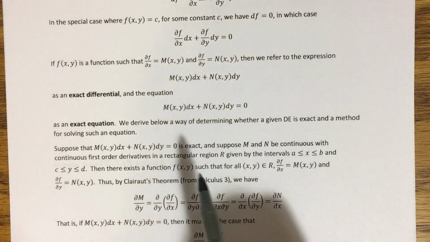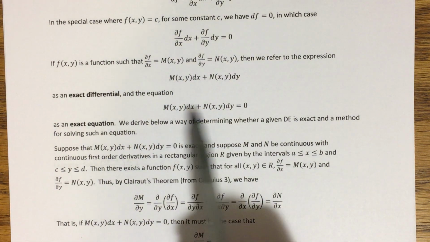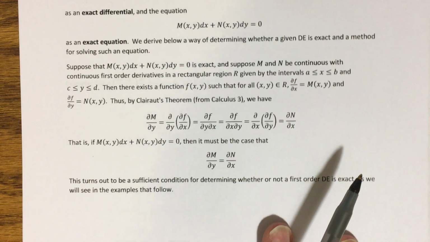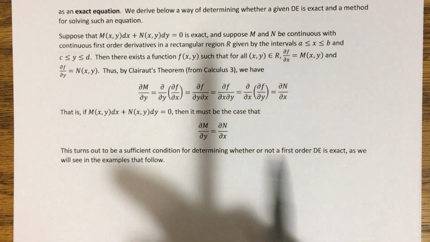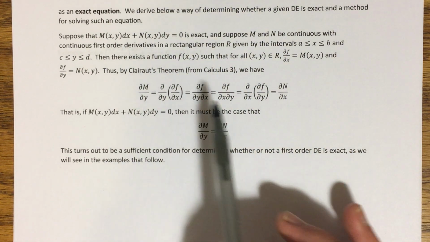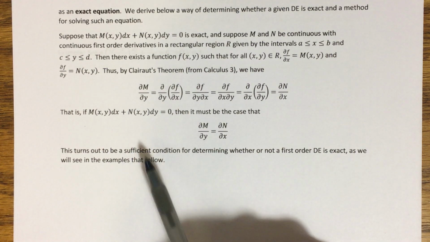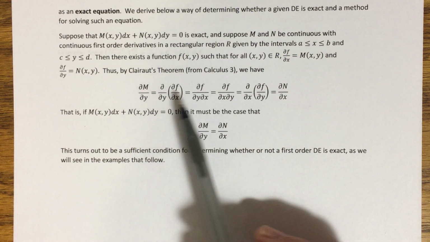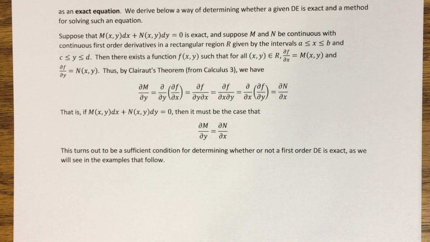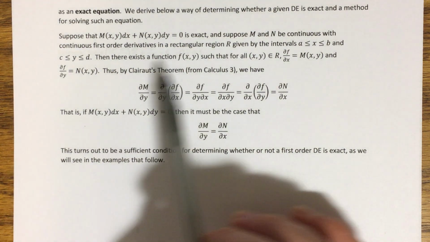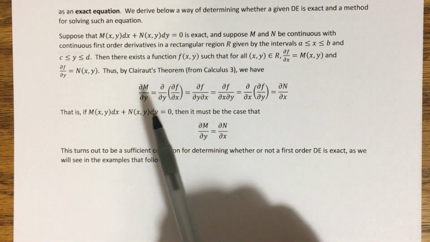So, using the way that we define M and N down here, and using a theorem from Calculus 3 called Clairaut's Theorem, which I'll show where it's used in this derivation, we can derive a test for checking whether or not a first-order differential equation in differential form is exact.